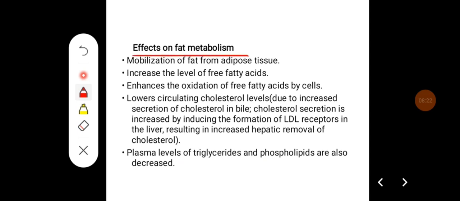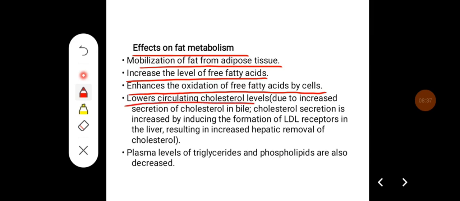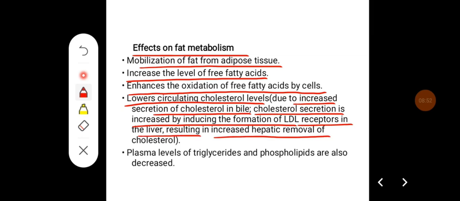Effect on fat metabolism: mobilization of fat from the adipose tissue occurs under the influence of thyroid hormones. There will be increased levels of free fatty acids, and enhanced oxidation of free fatty acids by cells. There will be lowering of the circulating cholesterol levels due to increased secretion of cholesterol in bile, and cholesterol secretion is increased by inducing the formation of LDL receptors in the liver, resulting in increased hepatic removal of the cholesterol. Plasma levels of triglycerides and phospholipids are also decreased.